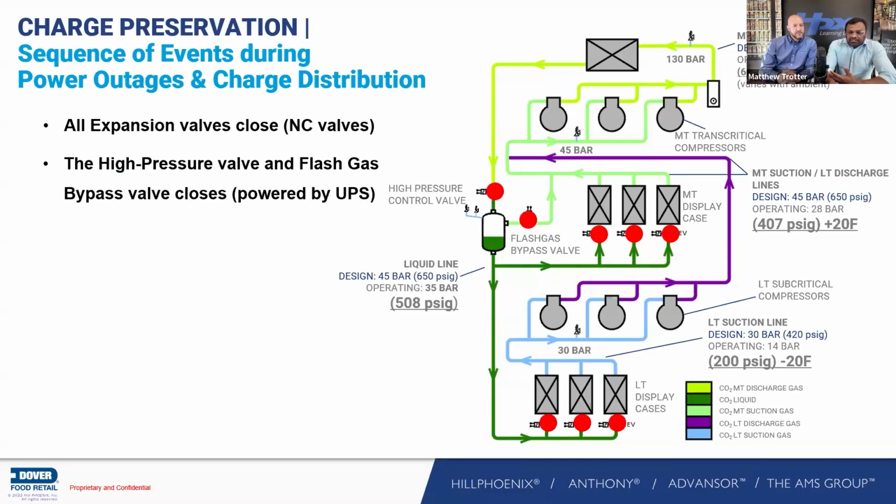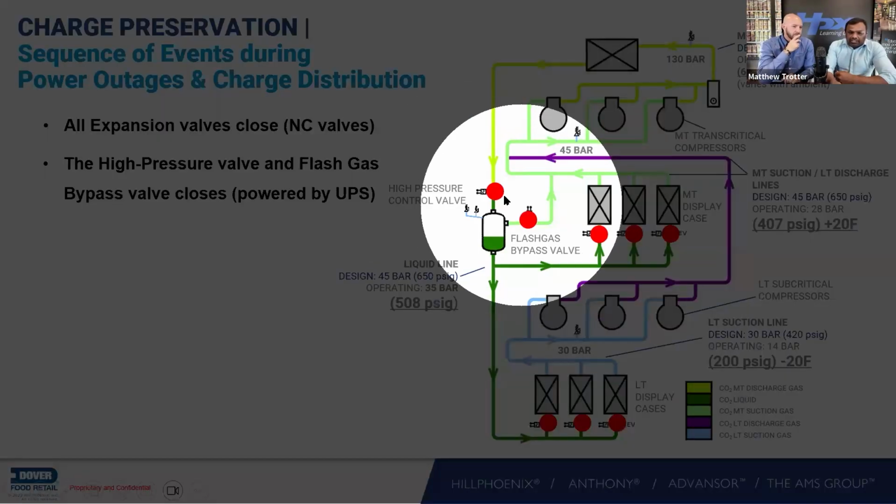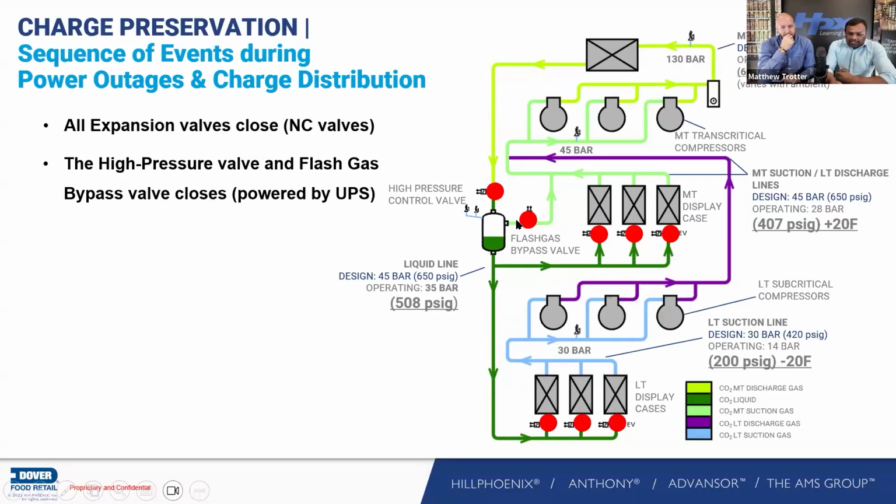The second step is that the high pressure valve and the flash gas bypass valve will close. That is because we provide a UPS within the rack with a battery, and the control power is through the UPS and battery package. So the controller will drive these 2 valves to close. That's the second step. By closing these valves, the system will divide into 4 quadrants.